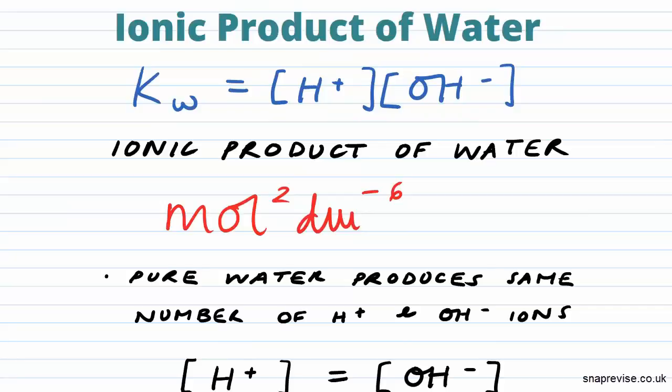Here we have our equation for Kw, which is the concentration of hydrogen ions multiplied by the concentration of hydroxide ions, and this is our ionic product of water. The units for this are always mol² dm⁻⁶, because you can see what we're doing: we're multiplying together two concentrations given in moles per decimetre cubed.